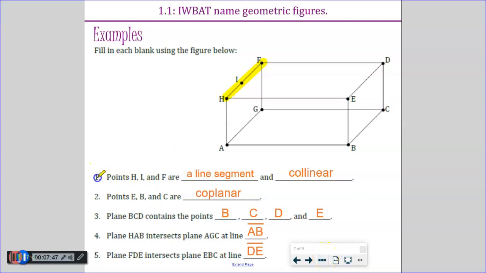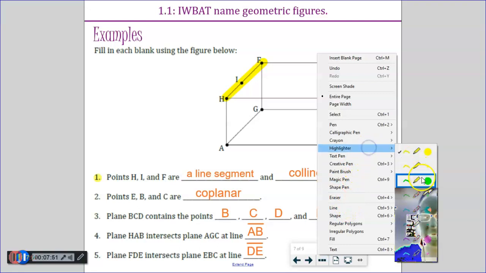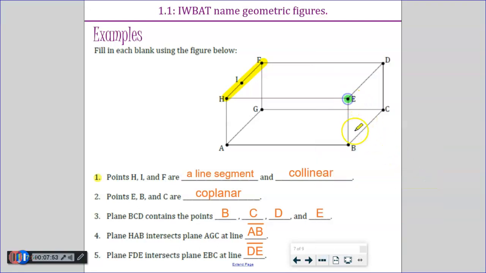For number 2, I'm going to go ahead and look at points E, B, and C. I'm going to use a different color highlighter so that you can see that I'm looking at E, B, and C for number 2. These 3 points are not in the same line, but they are all on the same plane, the sort of right-hand side of our box. So I'm going to call E, B, and C coplanar.